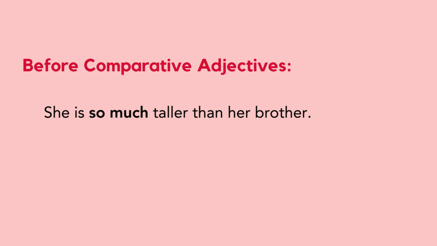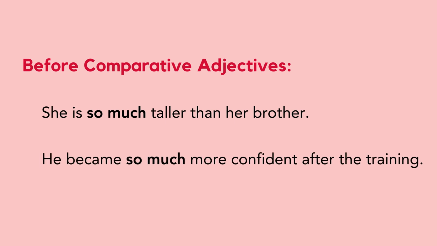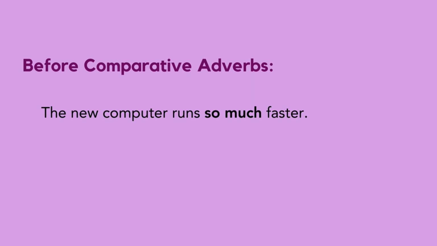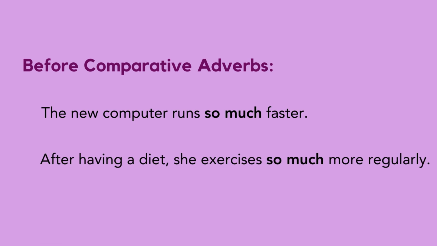Before comparative adjectives, for example: she is so much taller than her brother. He became so much more confident after the training. 3. Before comparative adverbs, like: the new computer runs so much faster. After having a diet, she exercises so much more regularly.